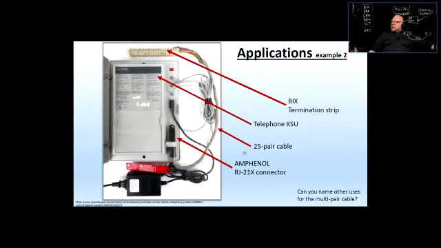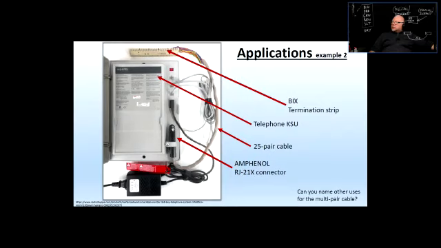Another way of applying that 25 pair cable. Let's say this is a telephone system or telephone switch. Here's the 25 pair cable. There is something that's called the RJ21X connector. Remember, RJ stands for registered jack. It looks like this. It's like a lengthy jack. We have that in the class. Ask me, I'll show you where that is and how it works.